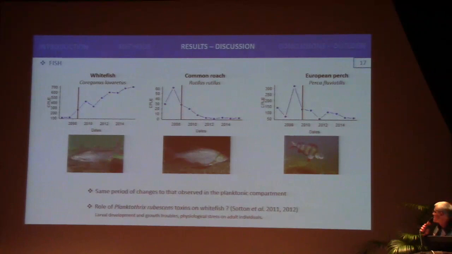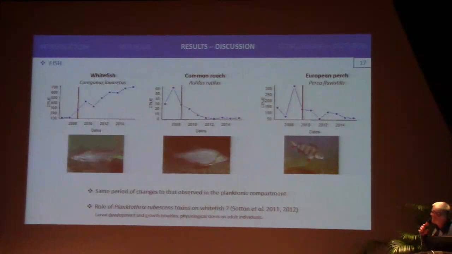So studies have shown in that case that a cyanobacteria could in fact impact the whitefish through larval development troubles and physiological stress, so there was probably a link between these two compartments.